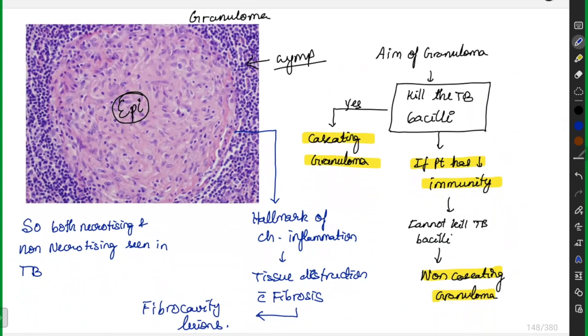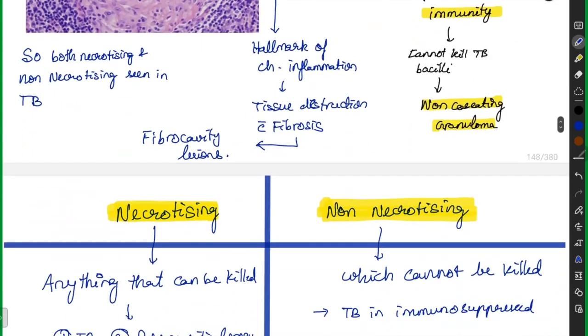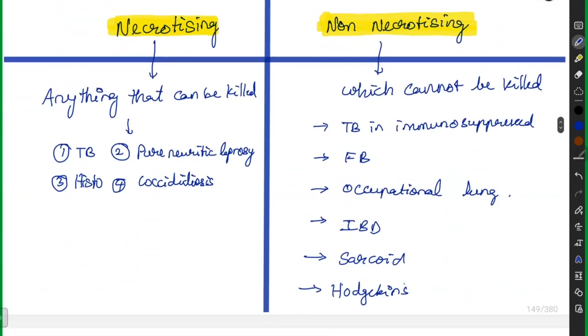And the hallmark of any chronic inflammation is tissue destruction and fibrosis. So in TB, you will be having fibrocavitary lesions. Now the difference between necrotizing and non-necrotizing: necrotizing granuloma is where the agent can be killed, and non-necrotizing is where it cannot be killed. So TB can be killed, or TB in immunocompromised cannot be killed. But other infectious agents will cause necrotizing granuloma. Whereas foreign body, occupational lung disease, sarcoidosis, Hodgkin's lymphoma, IBD, all these are going to lead to non-necrotizing lesions.